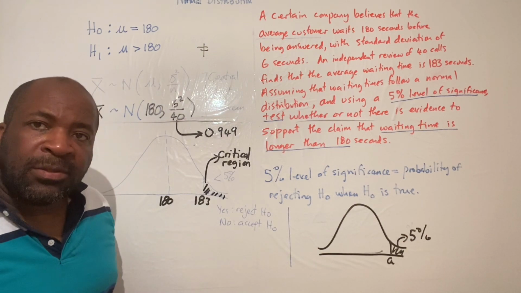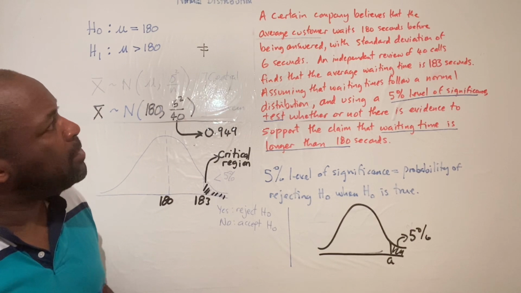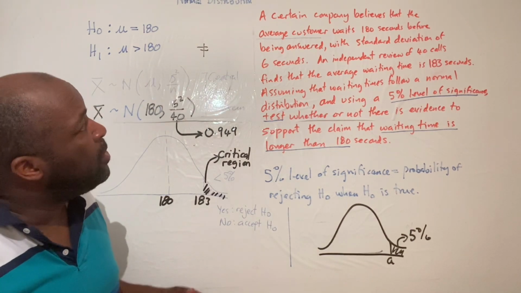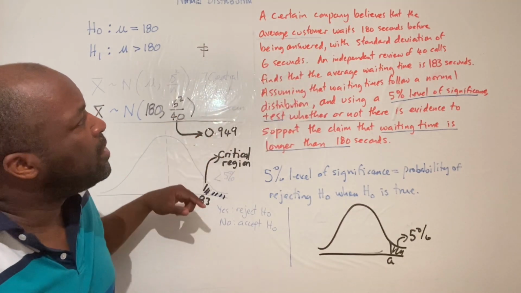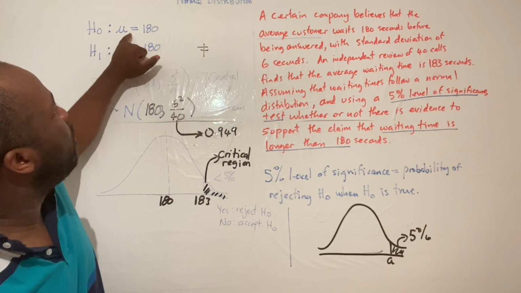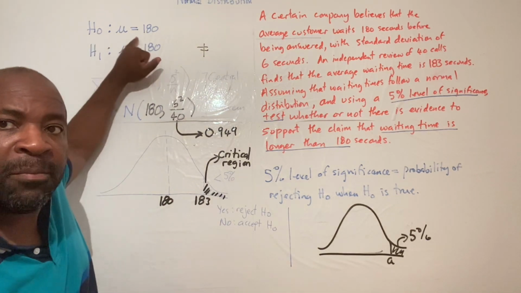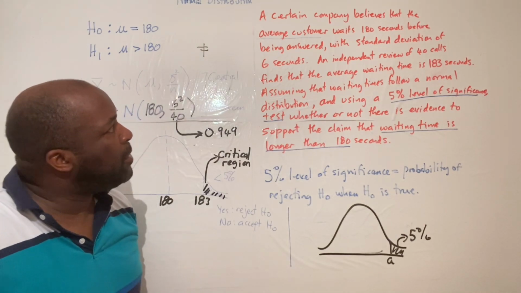So the first step is to write down the null and the alternative hypothesis. The null hypothesis is what the company believes to be true, in this case based upon historical experience, which is 180 seconds is the waiting time. So that's H naught, such that mu equals 180. So this is a template for writing down a null hypothesis, H naught being the symbol for null hypothesis.